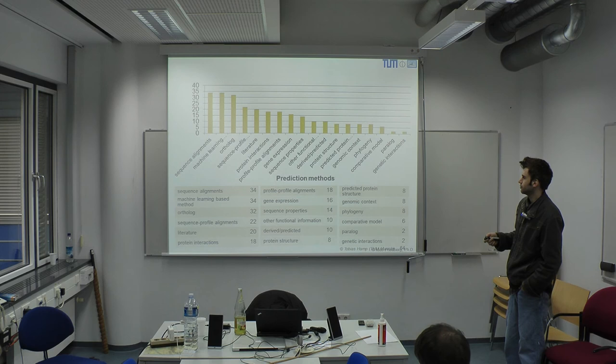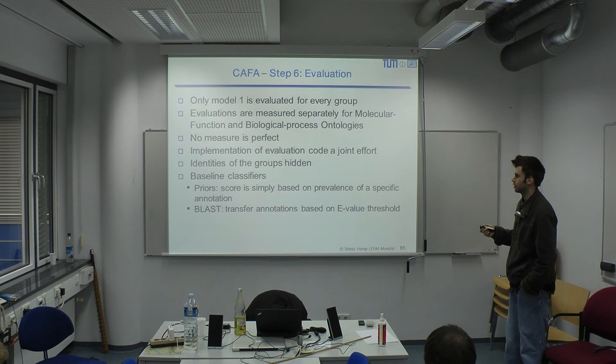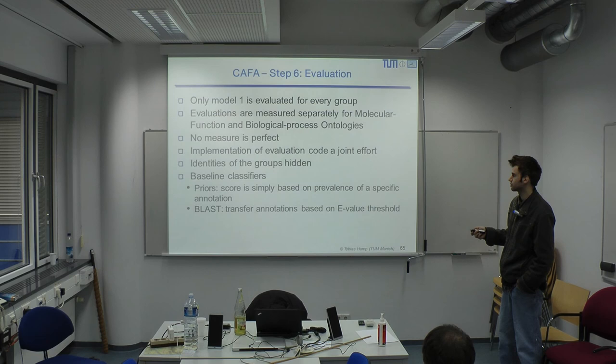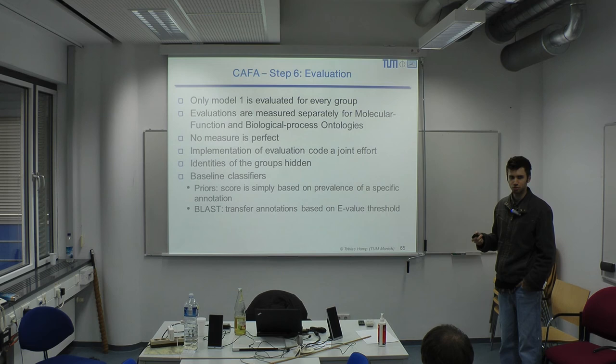A couple of rules for each competitor. So each competitor was allowed to submit one model. All the different tools were evaluated differently. So there was one separate evaluation for each ontology. You had no measure that is perfect, which means you had a lot of different measures as well. So not only this recall precision measure that is here. So this was the flagship measure, but of course you can already think of a lot of different measures. So the results that I will show here actually also depend on the measure that is used.